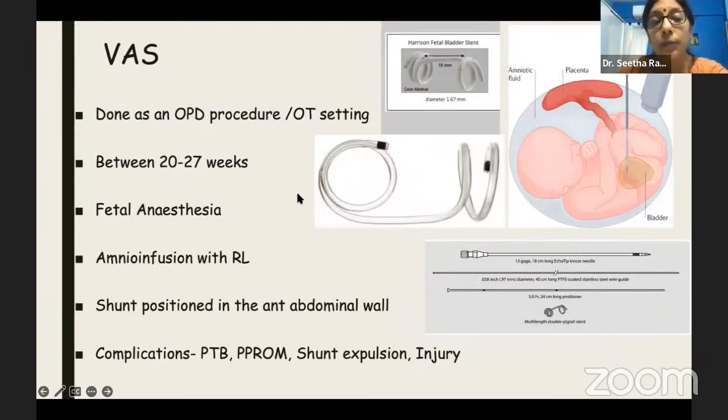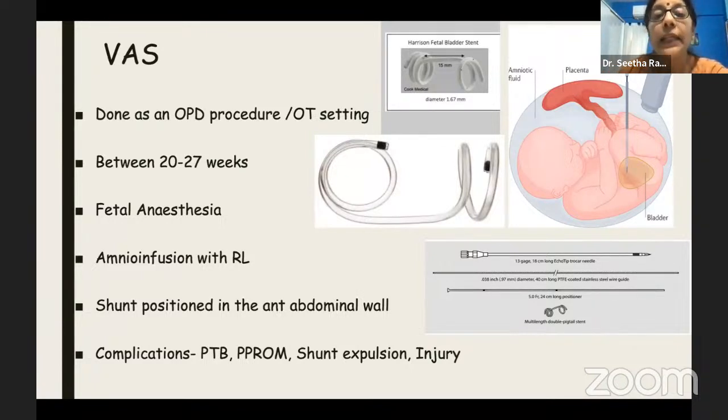So when you do VAS, we don't do it in our setup here, but I'm sure there are centers where they do it regularly. It is done as an OPD procedure, and we have two shunts available: the Harrison shunt and the other shunt, between 20 to 27 weeks. Though there have been recent studies where they have tried to do it earlier in gestation.